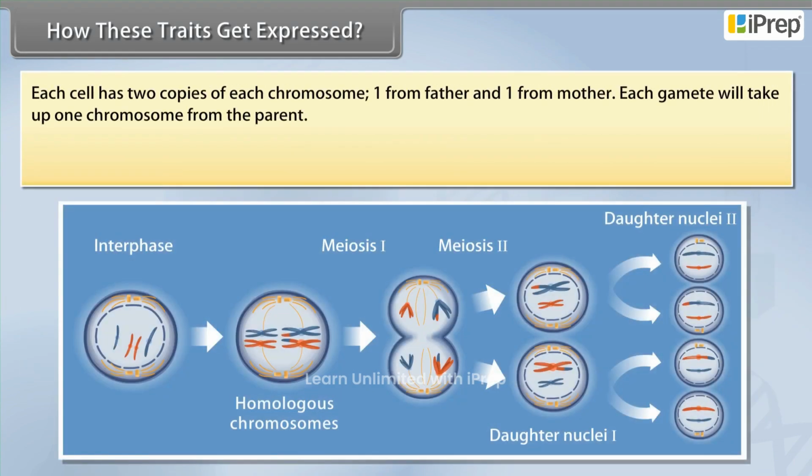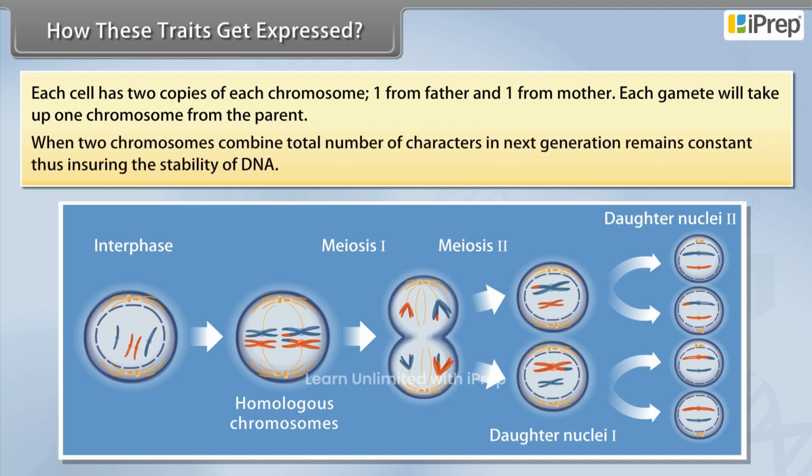Each cell has two copies of each chromosome, one from the father and one from the mother. Each gamete will take up one chromosome from the parent. When two gametes combine, the total number of characters in the next generation remains constant, thus ensuring the stability of DNA.